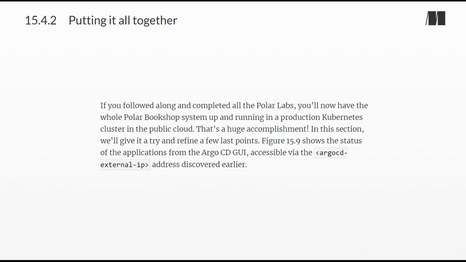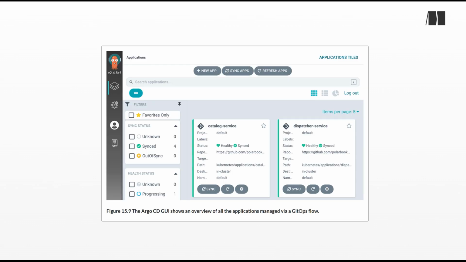Section 15.4.2, Putting it all together. If you followed along and completed all the Polar Labs, you'll now have the whole Polar Bookshop system up and running in a production Kubernetes cluster in the public cloud. That's a huge accomplishment. In this section, we'll give it a try and refine a few last points. Figure 15.9 shows the status of the applications from the Argo CD GUI, accessible via the Argo CD external IP address discovered earlier. Figure 15.9. The Argo CD GUI shows an overview of all the applications managed via a GitOps flow.